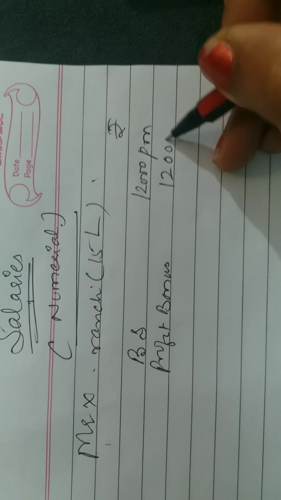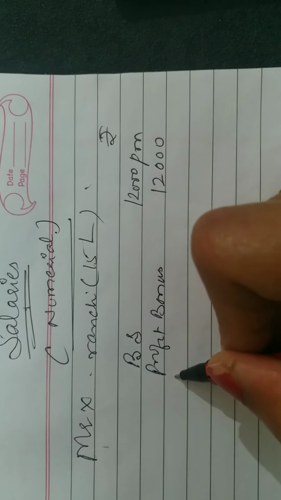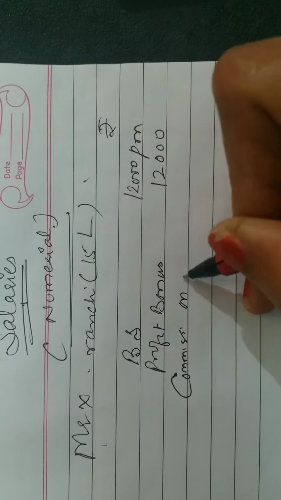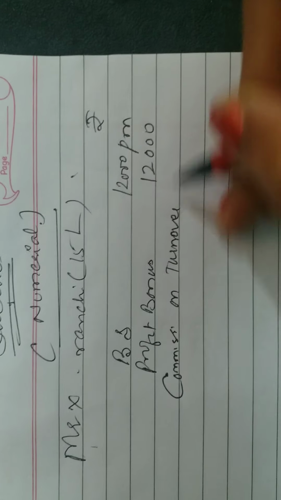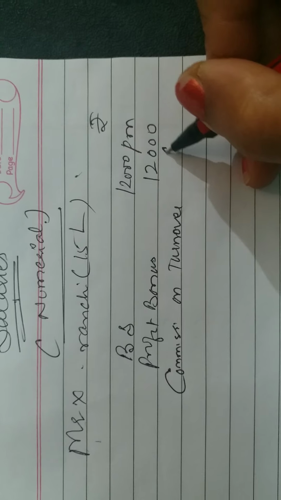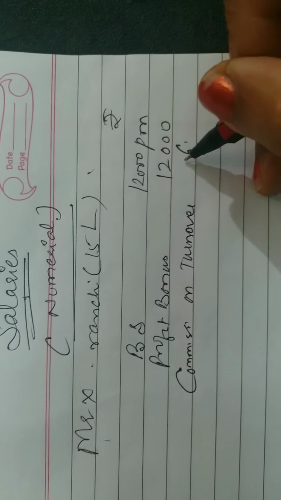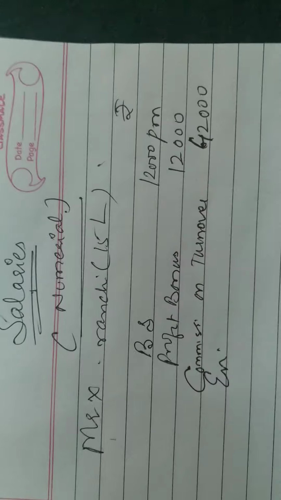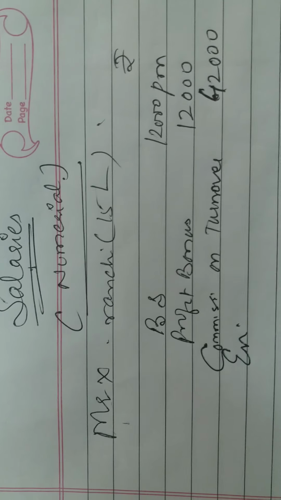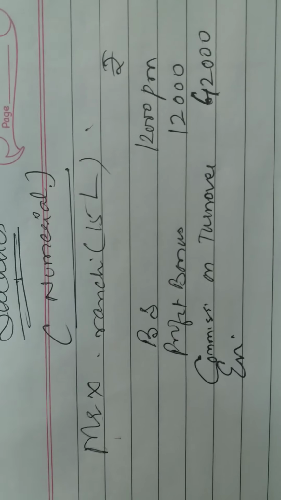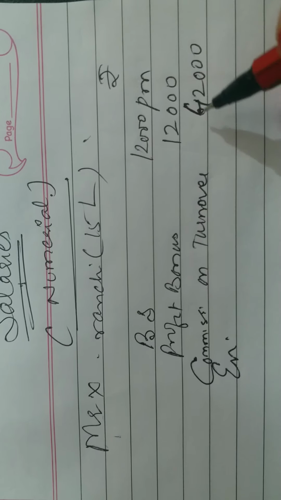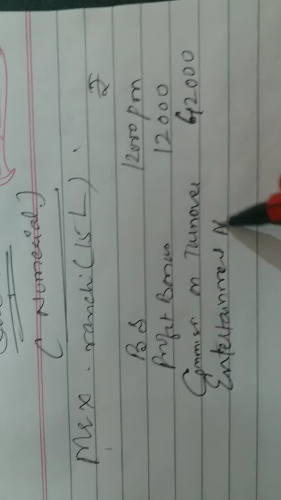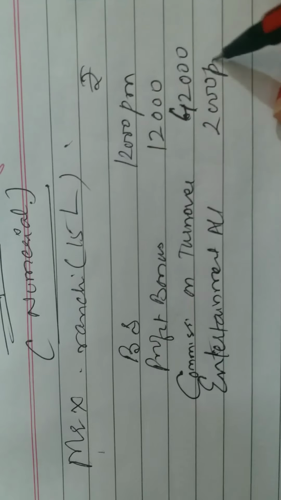It is 12,000. Then commission on turnover is given, rupees 42,000. Then entertainment allowance is given. This entertainment allowance is rupees 2,000 per month.